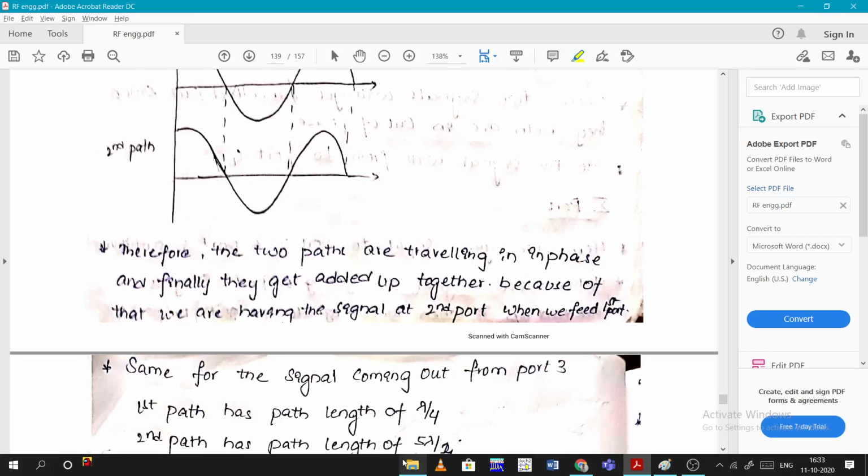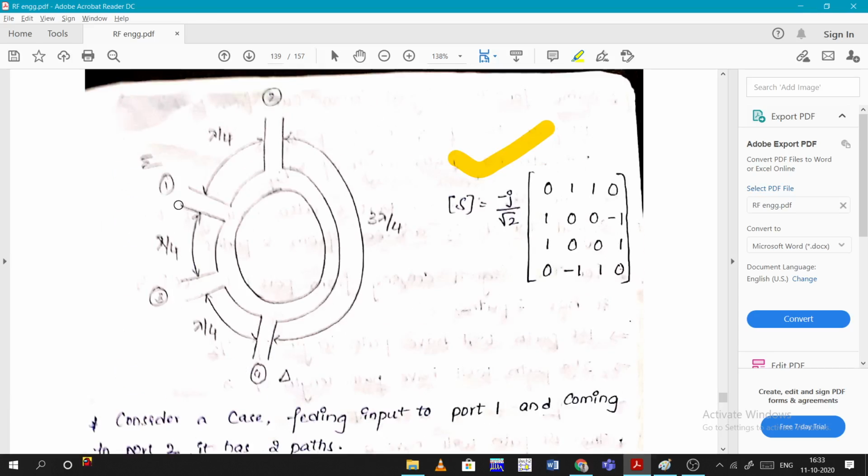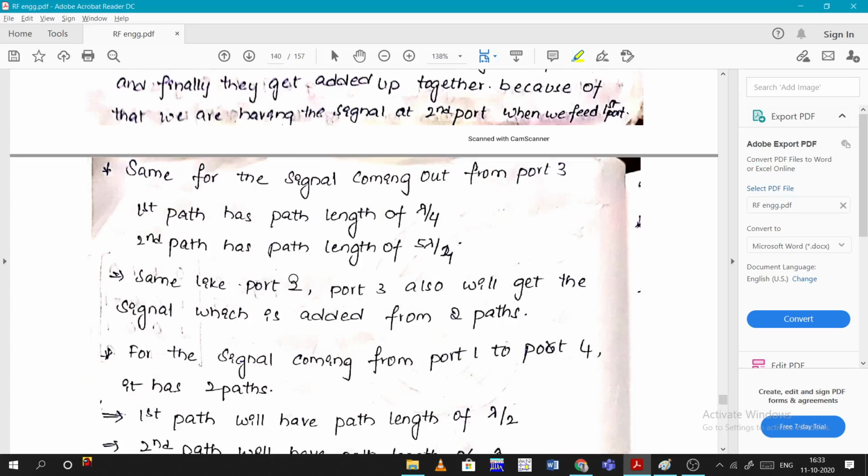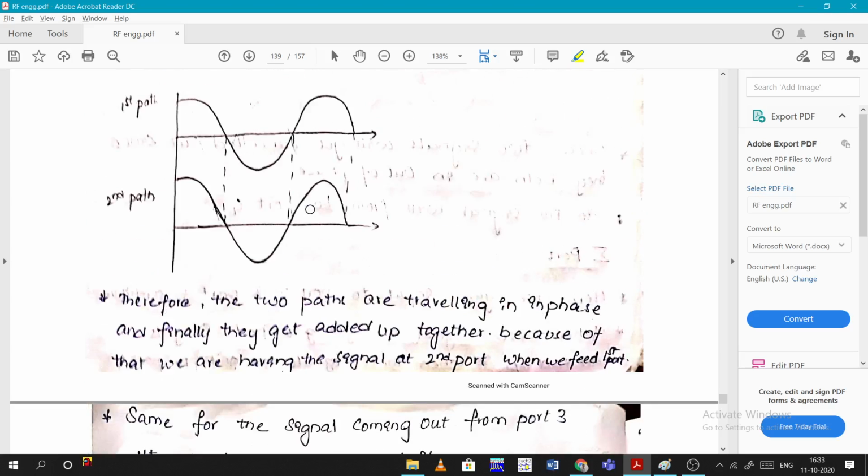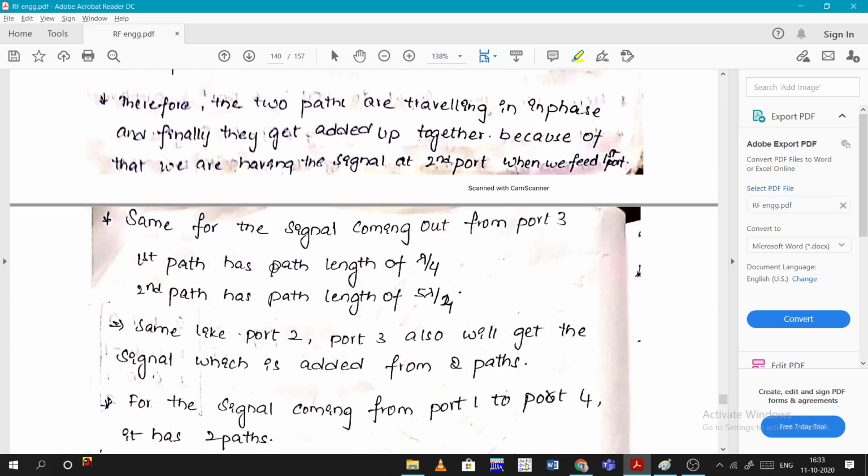So what they are saying is, when we feed the signal at the first port, it will travel along this path, and another path is this. These two will be added here because they both have the same phase. Now the same holds for the signal out of port 3. The first path will have a length of lambda by 4, and the second path will also have lambda by 4. Same as port 2, port 3 will also get the signal added up from both paths.